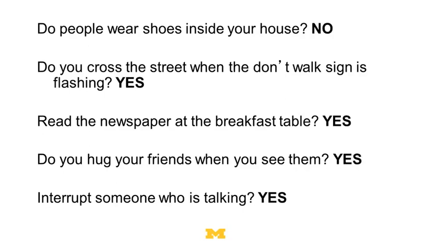Do people wear shoes inside my house? No. Do I cross the street when the don't walk sign is flashing? Unfortunately, yes, because that's what people in Ann Arbor do. Do I read the newspaper at the breakfast table? I'm embarrassed to say yes, I do. Do I hug my friends when I see them? Yes. And do I interrupt people when they're talking? Again, yes, but that's again part of the culture of the academy.